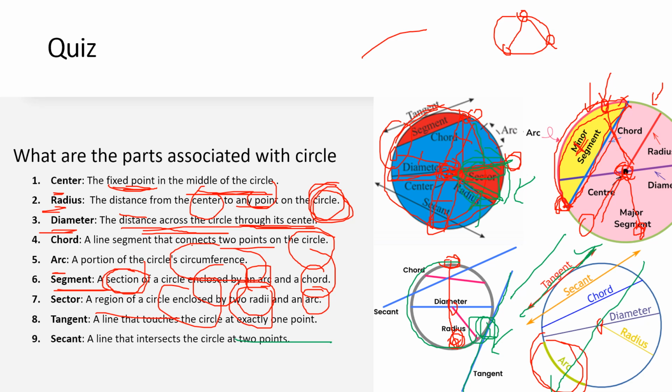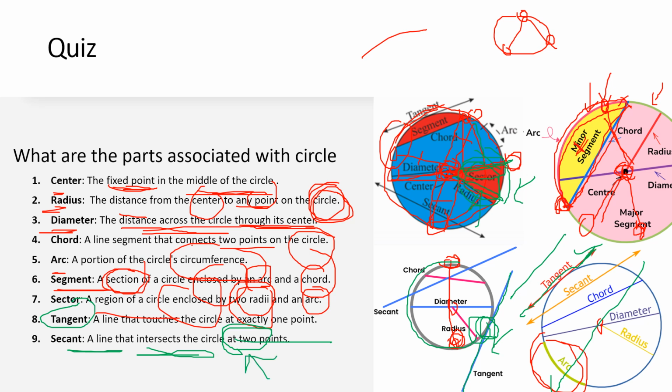Let's understand what a secant is now. A secant is again a line, but it intersects the circle at two points. See, a tangent touches at one point, and it doesn't intersect, it touches. So a secant is a line that intersects. It means it passes through the circle at two points.